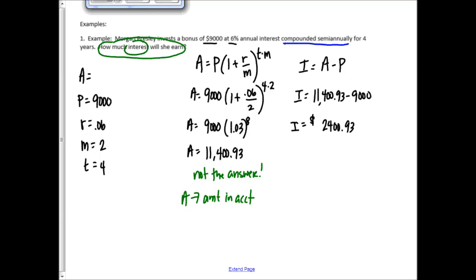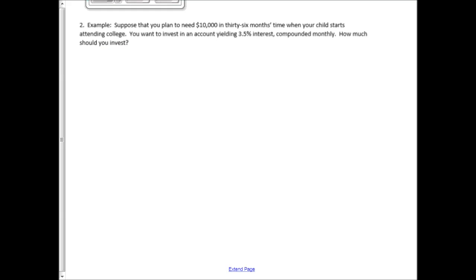Okay, so let's read it. Suppose that you plan to need $10,000 in 36 months' time when your child starts attending college. You want to invest in an account yielding 3.5% interest compounded monthly. How much should you invest?